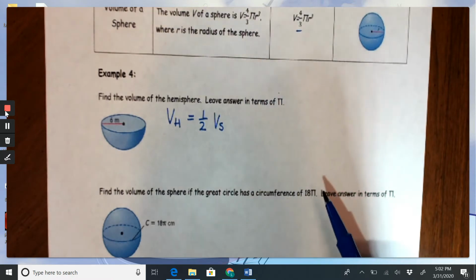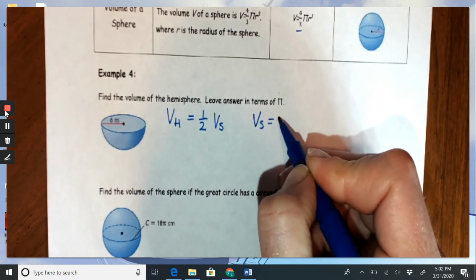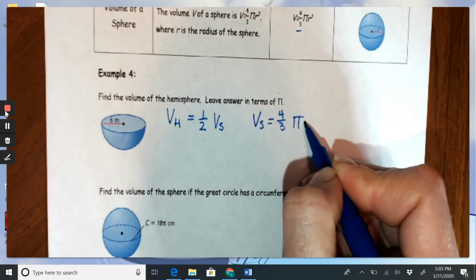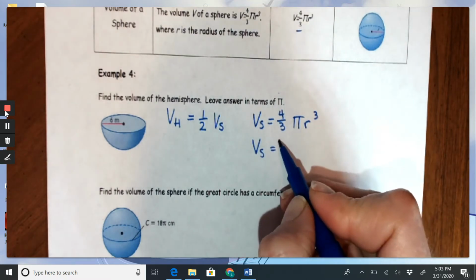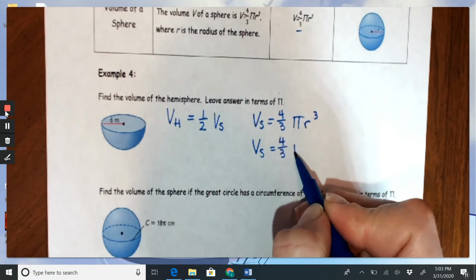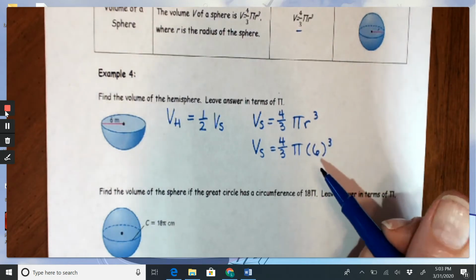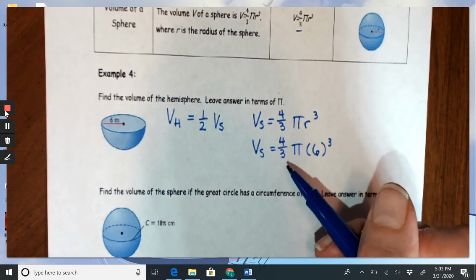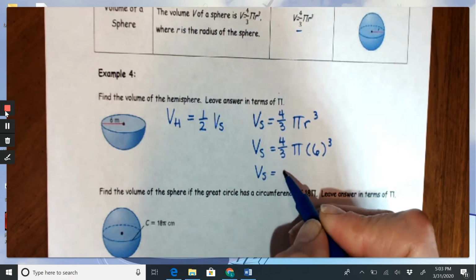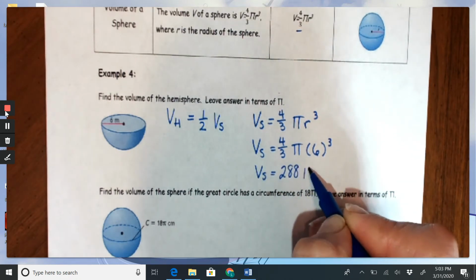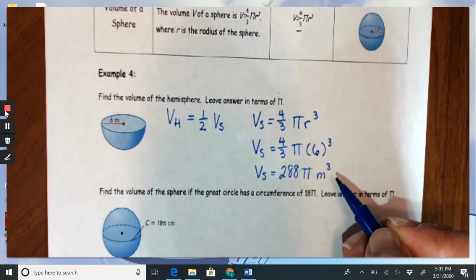Okay, so now we need to find the volume of the sphere first. The volume of the sphere is equal to 4/3 pi r cubed. When we plug in our r, we have a radius of 6 meters. So 4/3 pi 6 cubed. We're leaving this in terms of pi. In your calculator, you would say 4 divided by 3 times 6 to the third. And the volume of our sphere is 288 pi meters cubed. Because again, remember when we're talking about volume, our units are cubed.